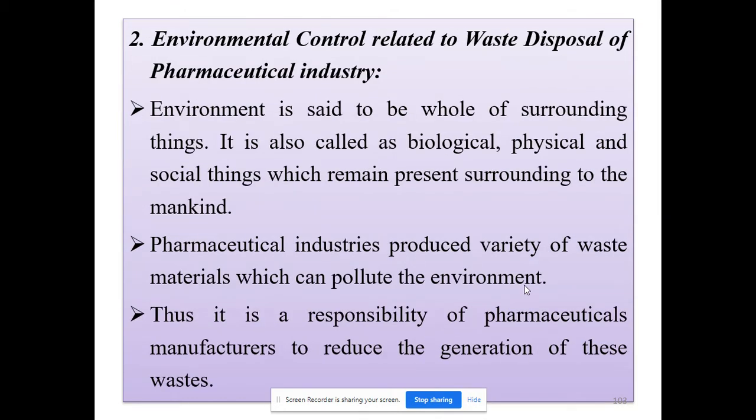Environmental control system related to the waste disposal of the pharmaceutical industry. First one, environment is said to be the whole of surrounding things. What is meant by environment? Environment is simply said to be the whole of surrounding things.